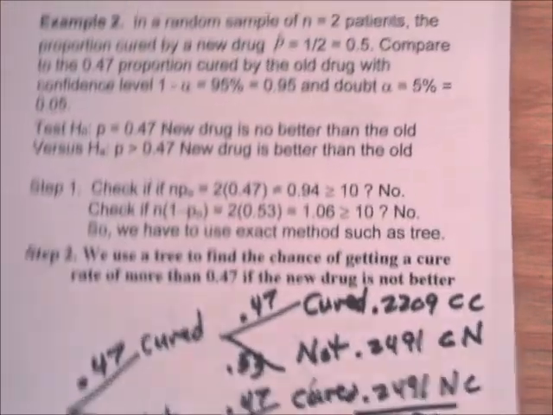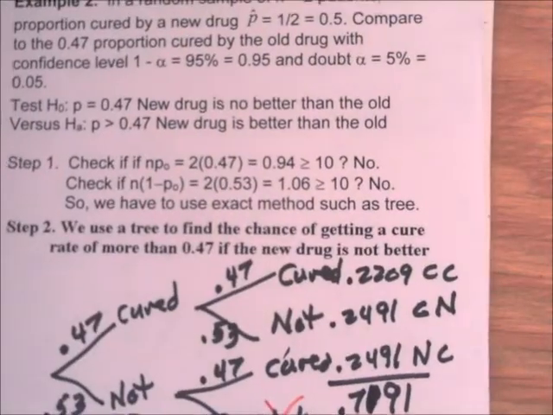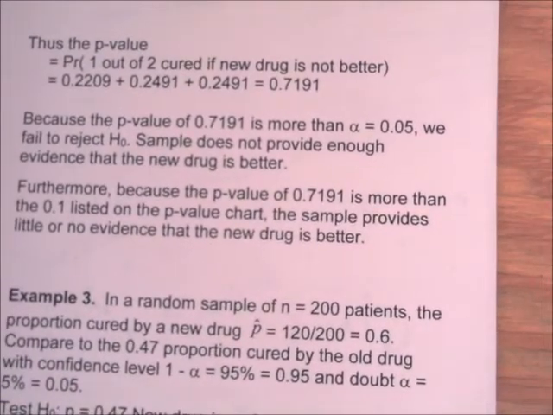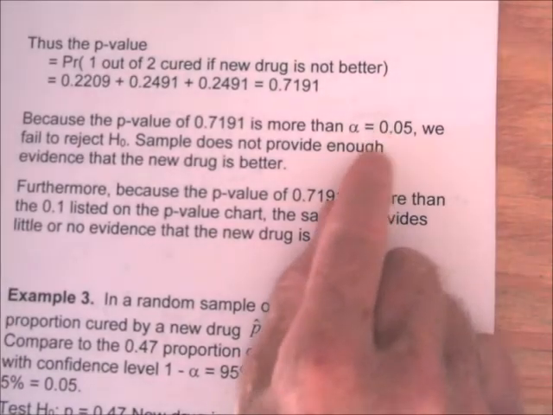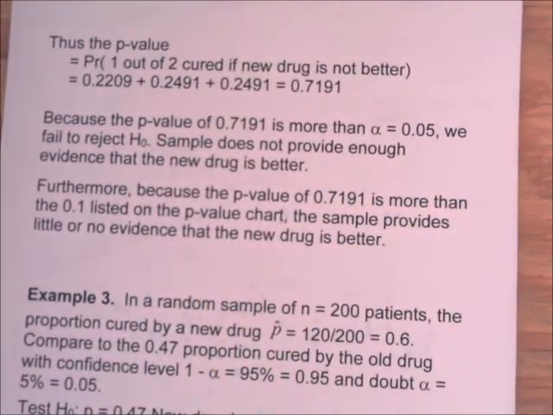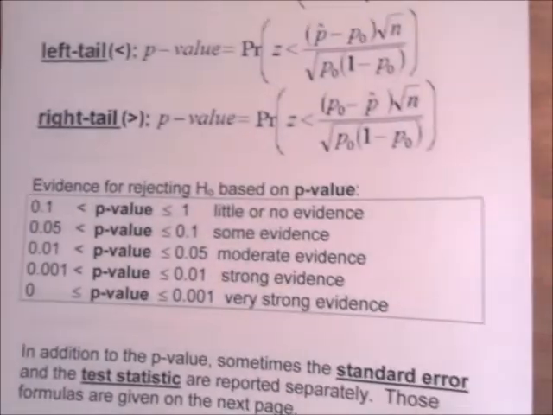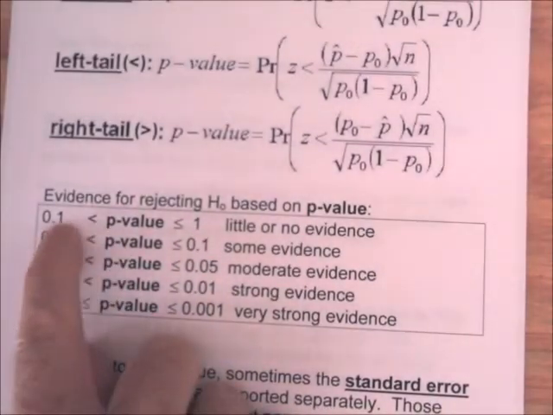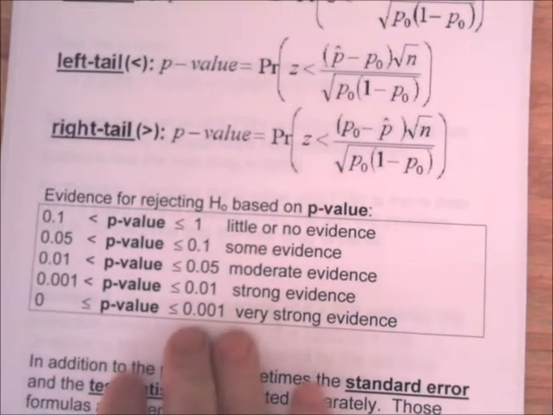So our p-value, 0.7191. Again, it's bigger than alpha, and we fail to reject H naught. The sample does not provide enough evidence, and it's also bigger than 0.1. If we compare it to this chart here, 0.7 is bigger than 0.1. It's little or no evidence.